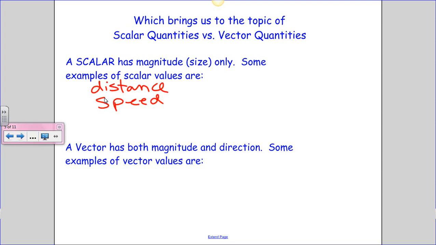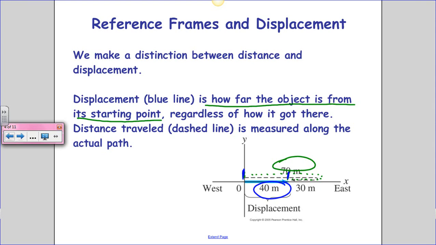However, a vector has both magnitude and direction. So it doesn't just matter how big the number is, it matters in what direction it's moving. So examples of vector values are, well, the opposite of distance, displacement. Displacement is a vector. It totally mattered what direction you were going in, right?